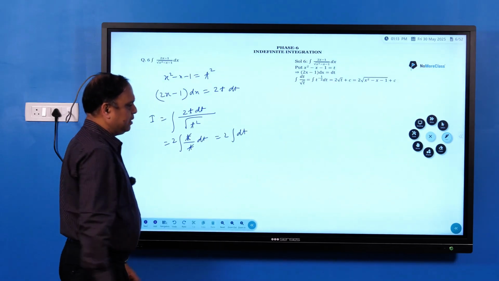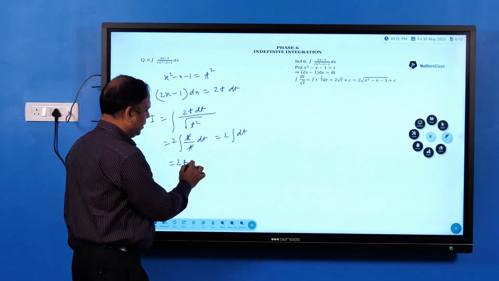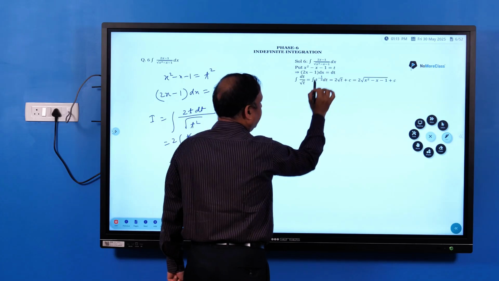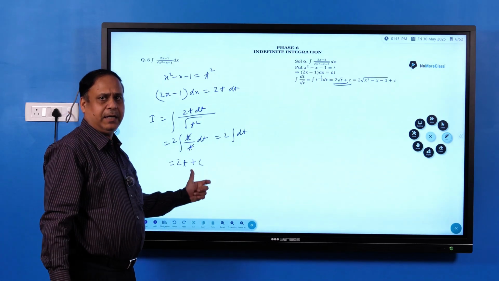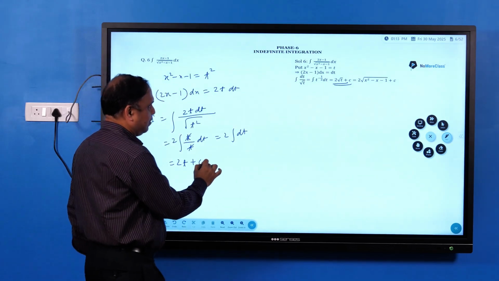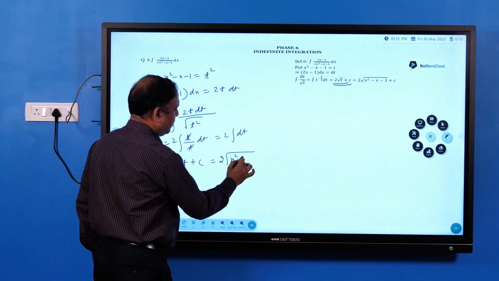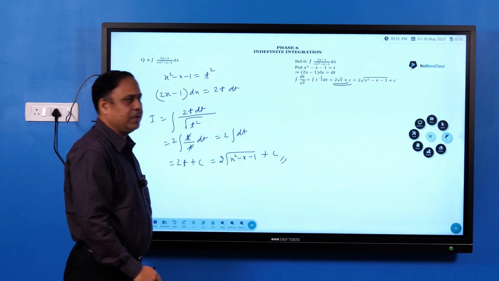And we know integration of dt is how much? t. So this will be 2t plus c. Now here they have taken t, then this will come. So the answer will be the same, because my t is different here. What is t? t is equal to under root of x square minus x minus 1. So the answer will be 2 under root of x square minus x minus 1 plus c. So same answer we will get.